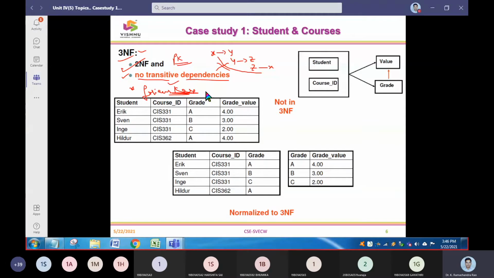That means I want to relate table 1 with table 2, and table 2 with table 3. If such is the case, how can I make a relation? I can make the relation when I use a foreign key.